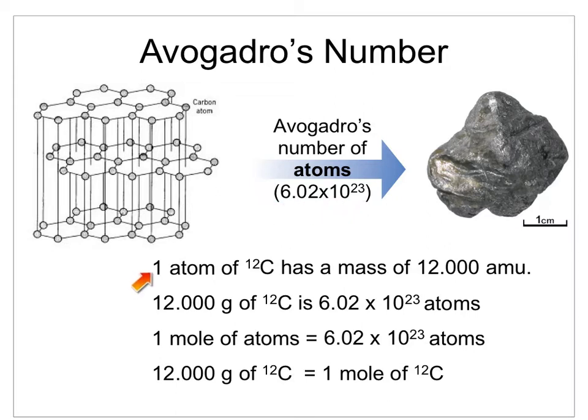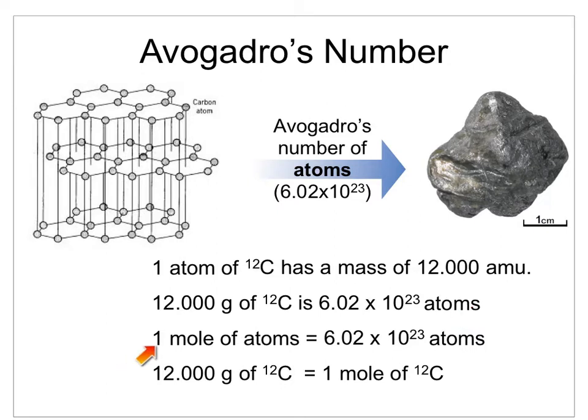We know that a single carbon atom of carbon-12, which is comprised of 6 protons and 6 neutrons, weighs 12.00 AMU by definition. And it has been experimentally determined that 12.000 grams of carbon-12 is 6.022 times 10 to the 23rd atoms.